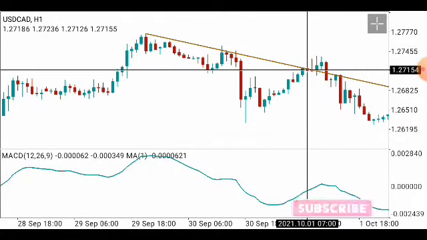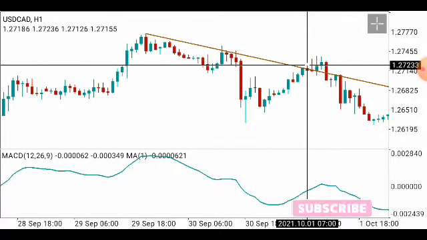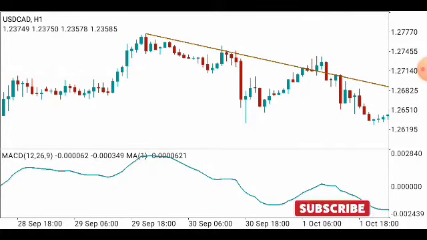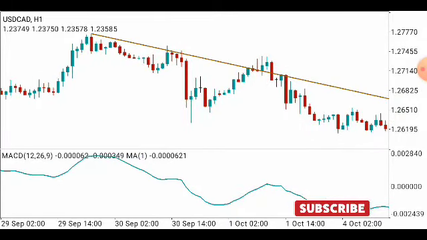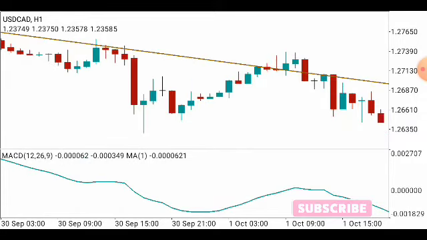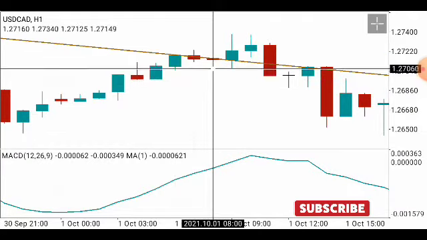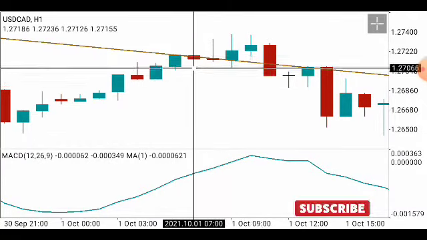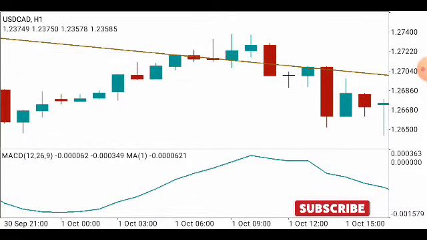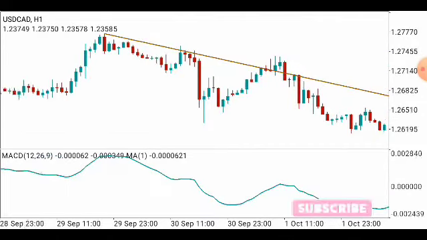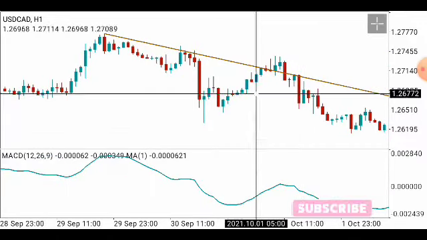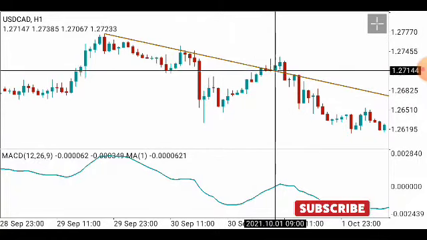and touch the trend line for the third time, you need to look out for a pin bar or engulfing bar, any reversal candlestick patterns. You see, this is a pin bar, a spinning top, a morning star, an evening star. Once you see this pin bar, you need to place your pending order right below here.